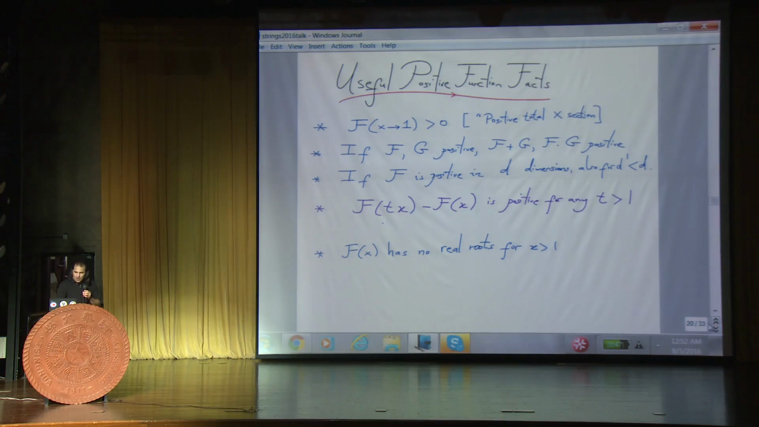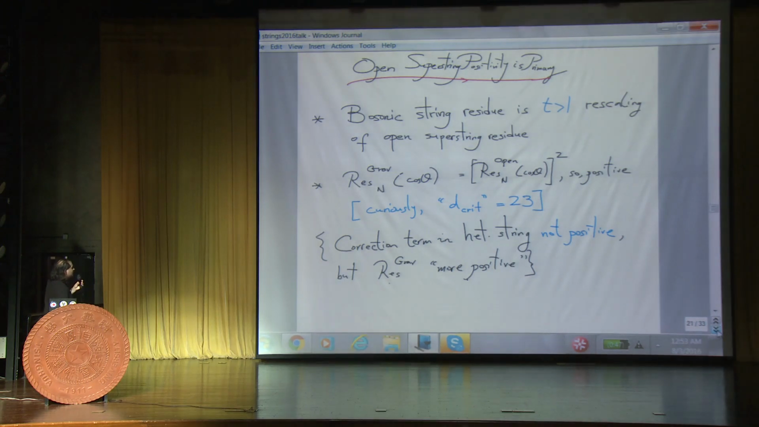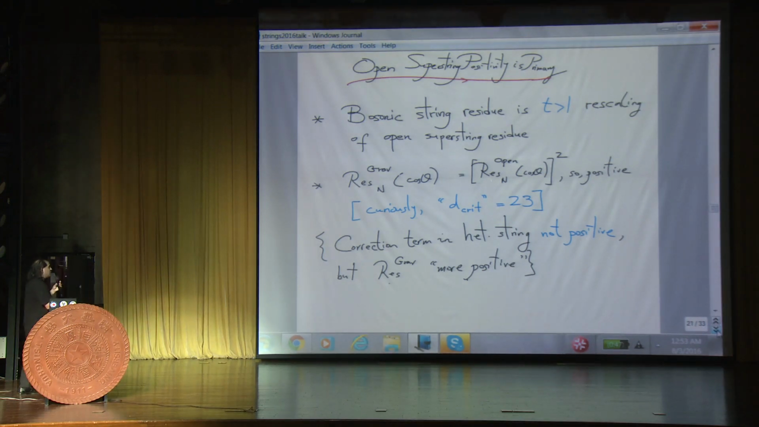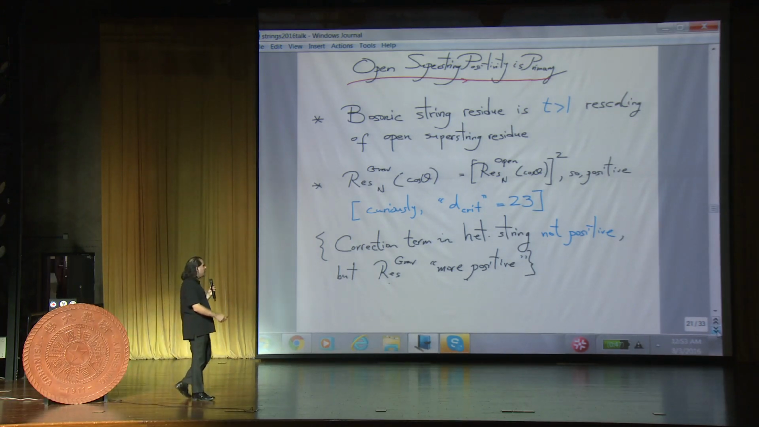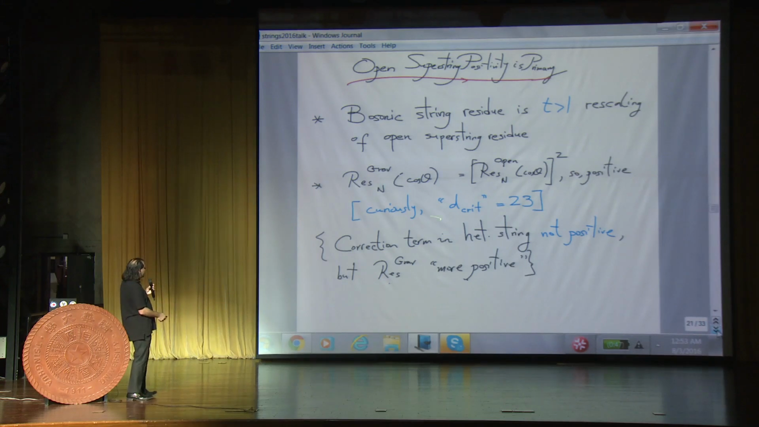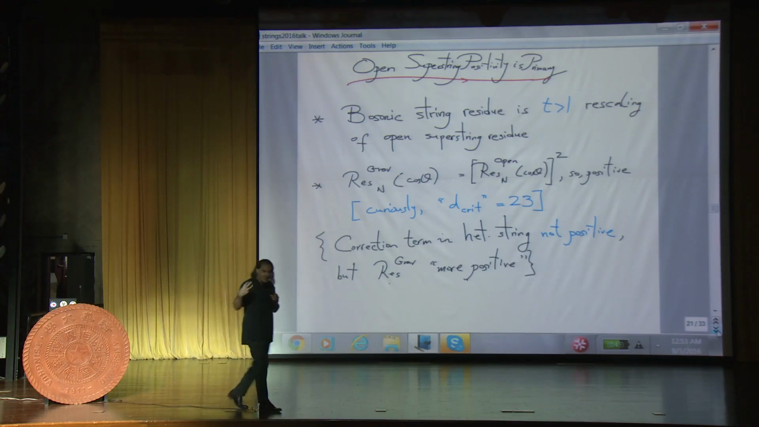All right. So, using those facts, we can go back to the other residues that we've seen, and see that their positivity follows from the open superstring positivity. For example, the bosonic string residue is just a rescaling of the open superstring residue, while the gravity residue is the square of the open superstring residue. And since positive times positive is positive, that's guaranteed to be positive. Curiously, if you just look at the critical dimension you'd get just from gravity, it would be 23. It wouldn't be 9. That's already an indication that gravity is more positive than it needs to be.